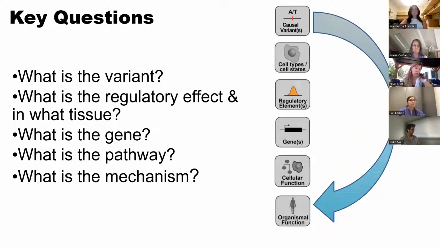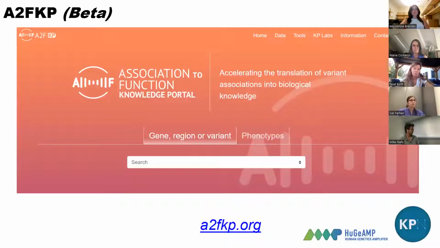For our associations that we're seeing in complex traits, what is the variant? What is the regulatory effect and what tissue? What is the gene ideally? And then ideally the mechanism and pathway. So present methods, data, resources, and tools to address these questions holistically. So with that, it's publicly accessible, but it is beta, and Maria is going to take you through it.